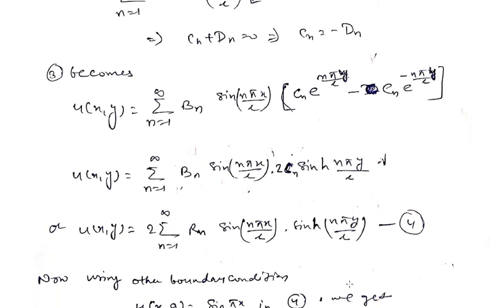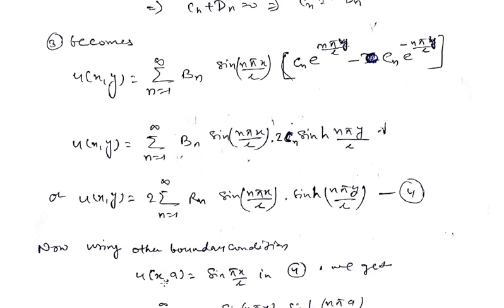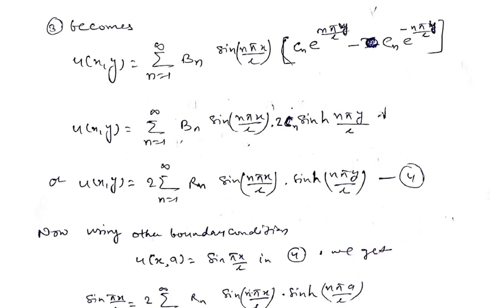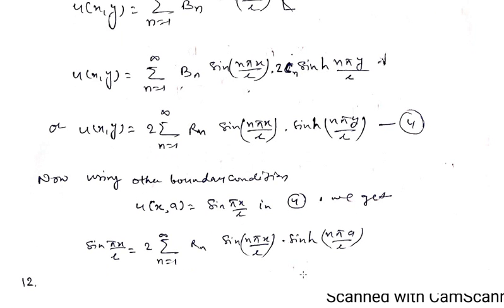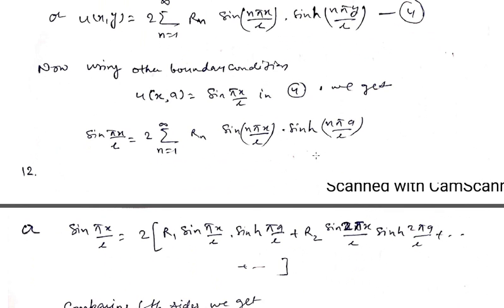Now we use the last boundary condition, which is u at y equals a, u(x, a) equals sin(pi x by l). So it gives us sin(pi x by l) equals 2 summation n varying from 1 to infinity r_n sin(n pi x by l) into sinh(n pi a upon l), where we put y equals a. Now we expand this summation sign, we get an infinite number of terms: the first has sin(pi x upon l) sinh(pi a upon l); in the second term we have r_2 sin(2 pi x upon l) sinh(2 pi a upon l), and so on.